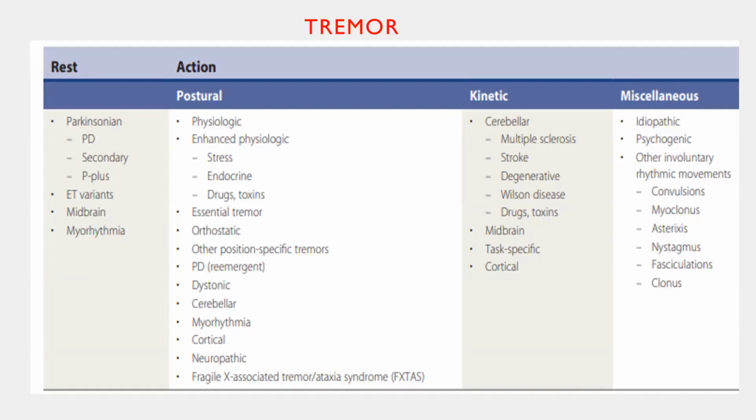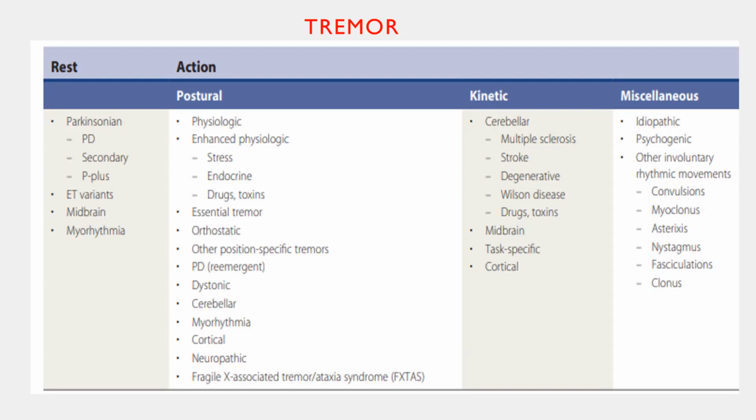Okay. Postural tremors we most commonly see in physiological tremors and enhanced physiological tremor, that is stress, endocrine disease, drugs, toxins; that also causes enhancement of physiological tremors. Essential tremor, orthostatic tremor, Parkinson's disease: whenever you tell the patient to outstretch the arm, within 10 seconds of outstretching the arm, the patient will start having the tremors. That is called re-emergent tremor. Dystonic tremors, cerebellar tremors, myorhythmias, and cortical tremors will also have postural tremors.